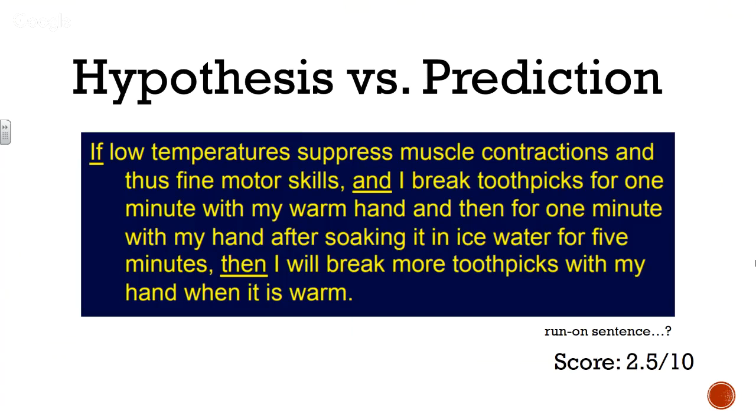But what's good about this hypothesis? It has a scientific explanation, right? We've made an observation that we can break more toothpicks with a warm hand. We know that we can break fewer toothpicks with a cold hand. What is the scientific reasoning? Well, we're saying that if low temperatures suppress muscle contractions and fine motor skills, then we know that our hand won't operate as well. How are we going to test this? If I have a warm hand, I will break more toothpicks. If I have a cold hand, I will break fewer toothpicks. Right? So in this case, those are the three main things that are added.